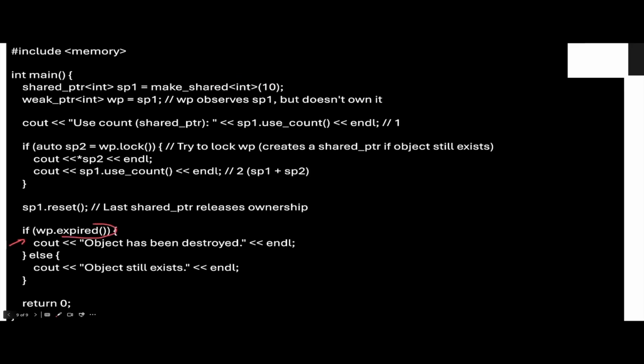this is a method that will tell you whether the resource that this weak pointer was pointing to is still valid or not. So this is the method that you need to call. Since sp1 was reset, this was the last shared pointer, and on calling this reset method, this resource has been deleted. So if you call expired now, it will return true and this block will be executed.